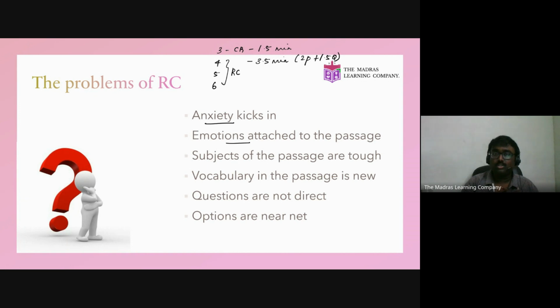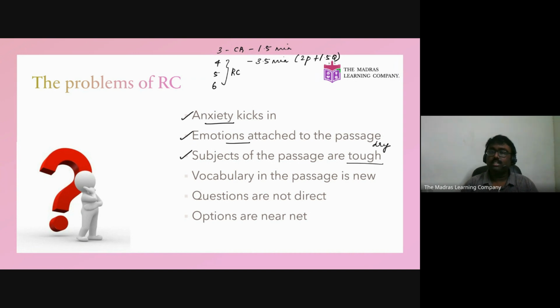So, see, that's a bad example, and I'm saying this because I'm going through that. Don't attach emotions to a passage. You'll have to deal with it as a passage, and that's it. Now, sometimes what also happens is, as I told you, the subjects from which these passages are taken are tough. Or instead of the word tough, I should say they are dry and boring. It's not always an easy thing that you will see.